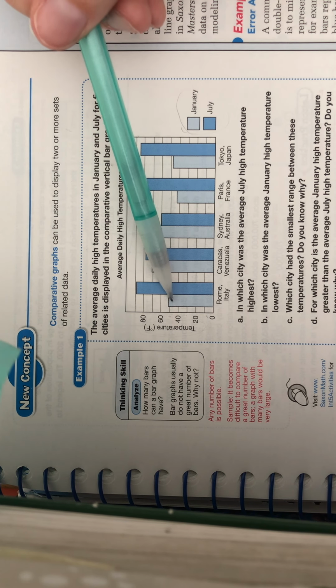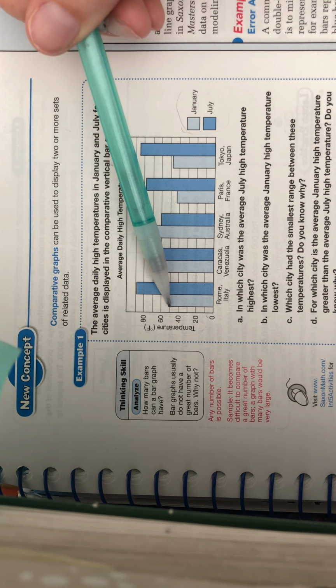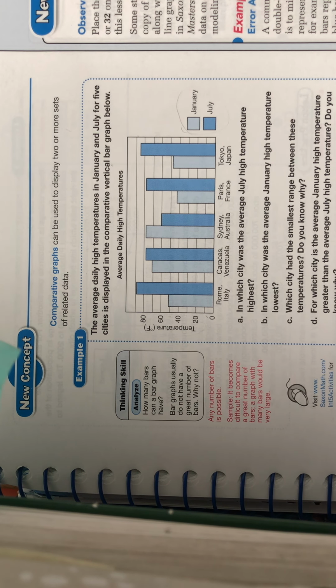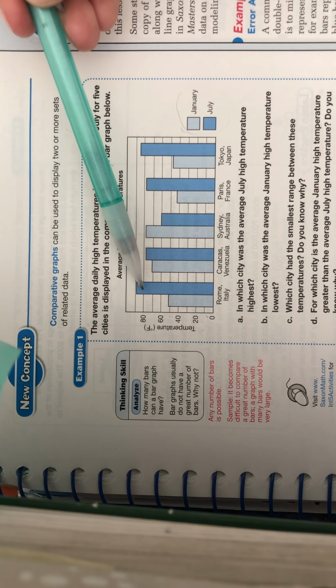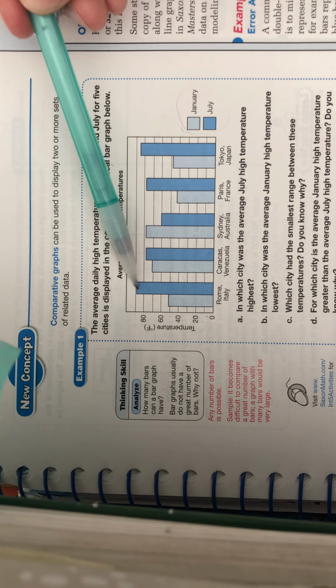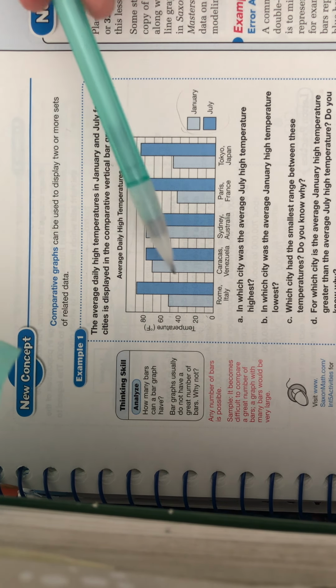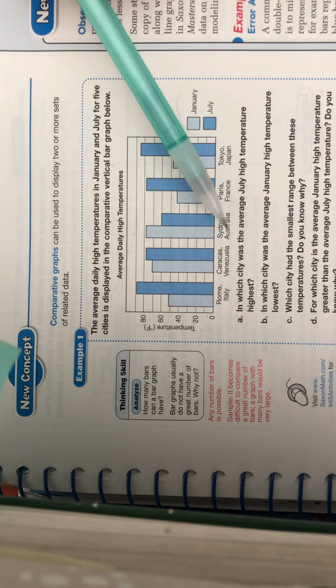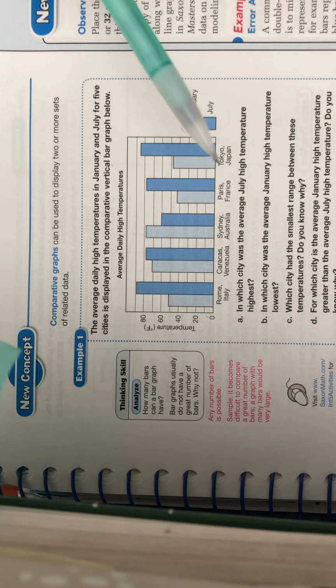This is going to tell us, in Rome, in January, which is that lighter color blue, the temperature was about 50 degrees Fahrenheit, the high, which is a pretty high temperature for winter. And then in July, in the summer, the average high temperature in Rome was about 90, because we're counting by 20s. So we have this for Venezuela, we have this for Australia, we have it for Paris, or France, excuse me, and then we have it for Japan.